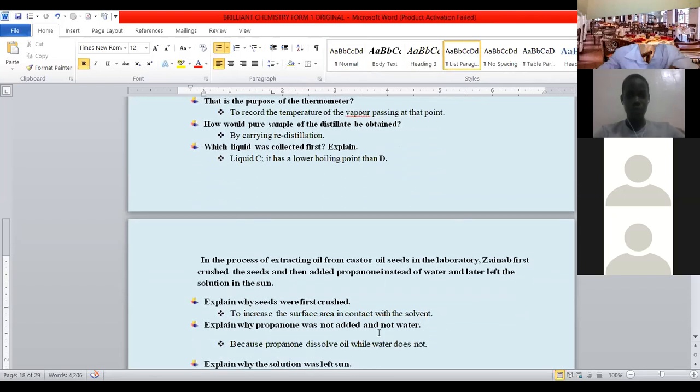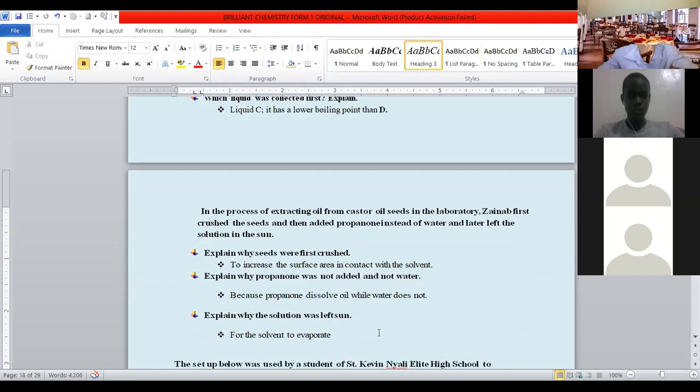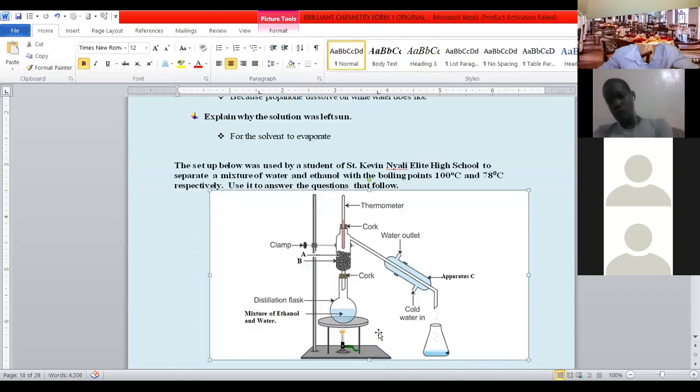Explain why the seed was first crushed: to increase the surface area in contact with the solvent. Explain why propanol was used, not water: because propanol dissolves oil while water does not. Explain why the solution was left in the sun: for the solvent to evaporate.